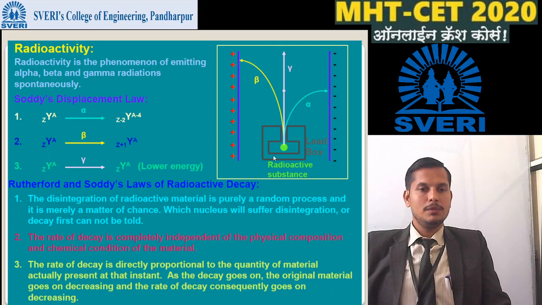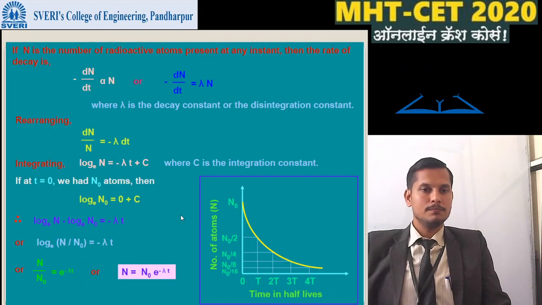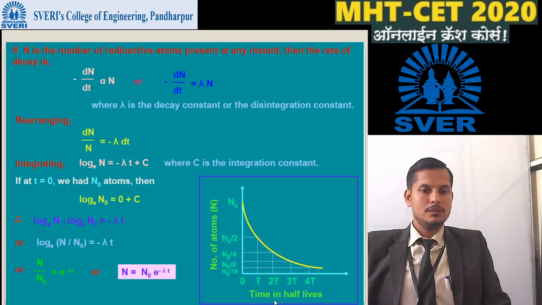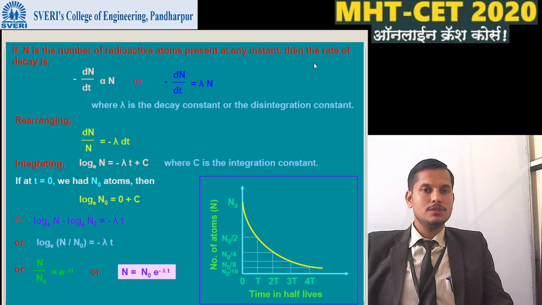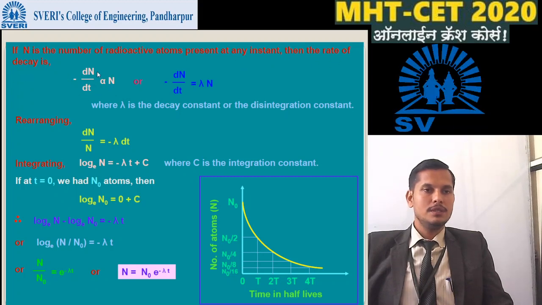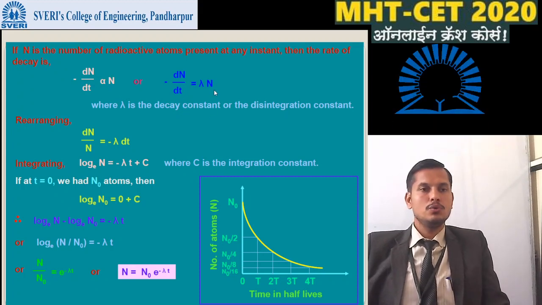So it depends upon the material and how those alpha, beta and gamma particles get emitted. So the decay takes place related to that. Further, if we check the time in half-lives and the number of atoms, capital N, we can get this equation. If capital N is the number of radioactive atoms present at any instant, then the rate of decay, dN by dt, is proportional to capital N, or minus dN by dt is equal to lambda N, where lambda is the decay constant or the disintegration constant.